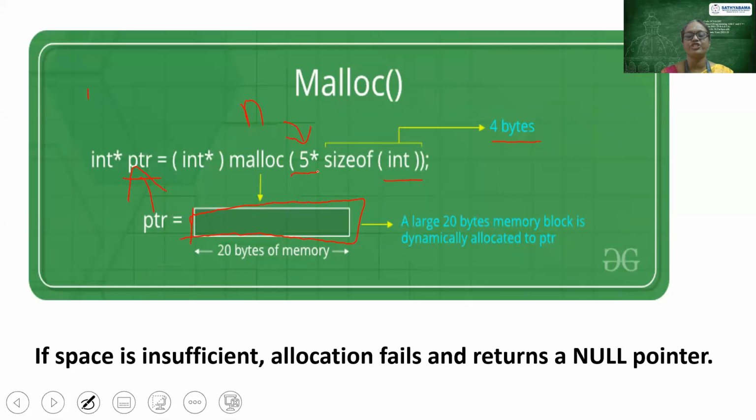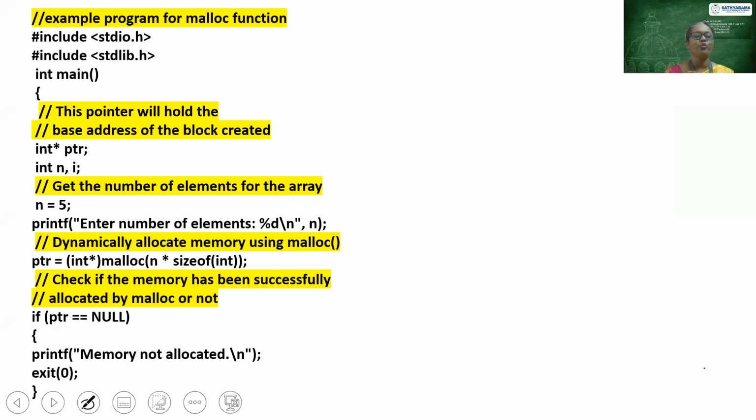If space is insufficient, allocation fails and returns a null pointer. If my memory cannot be allocated, for example, if the memory is not sufficient, definitely it will throw the message that the memory will not be allocated. Is it clear? It will allocate only if it has sufficient space. If not, it won't allocate any memory. Is it clear? Okay, now I will explain with one simple program, and I will execute this program in the C compiler.